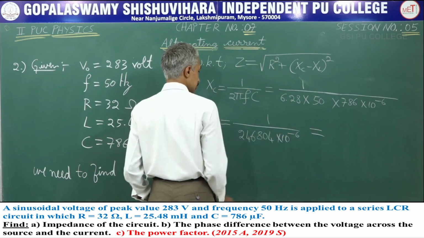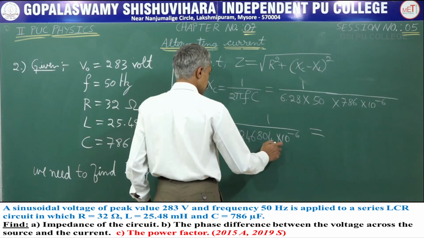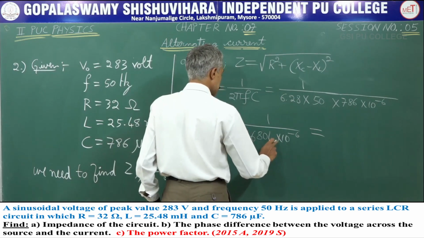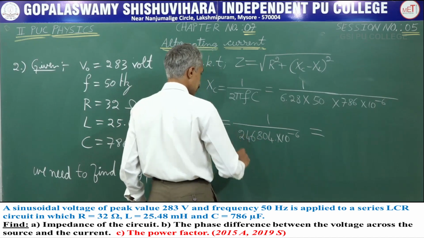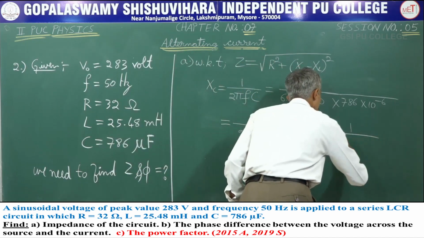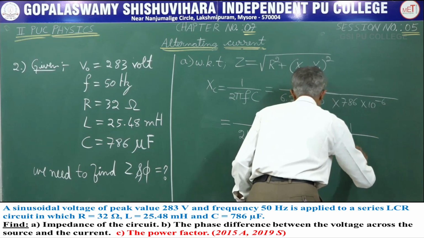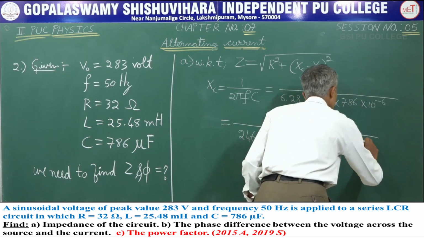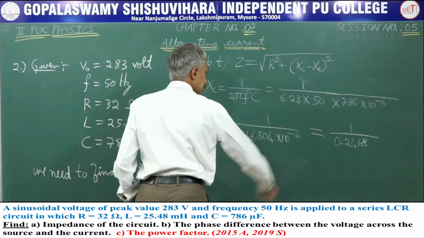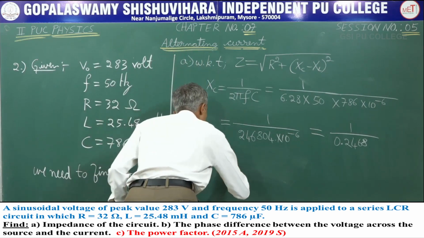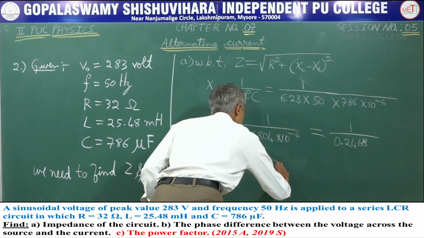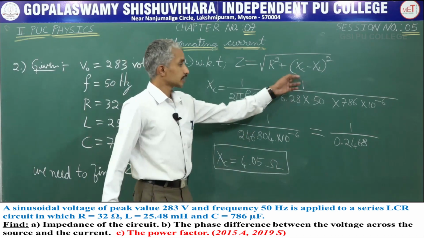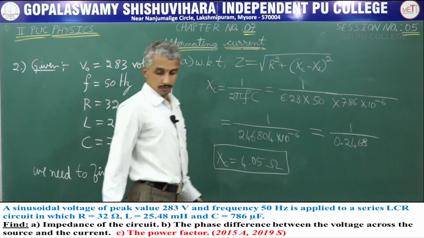So shift 6 decimal places towards the left. So if I have a decimal here, this is going to be shifted 6 places, 1, 2, 3, 4, 5, 6. So I will get this as 1 divided by 0.2468. On simplifying this, I will get XC as 4.05 ohm. We have found XC, we are now left with XL.